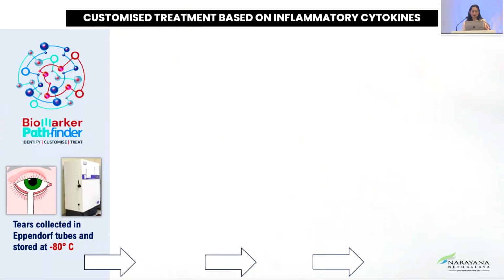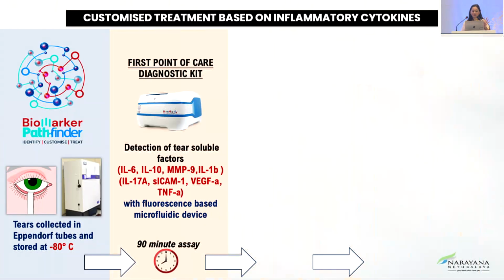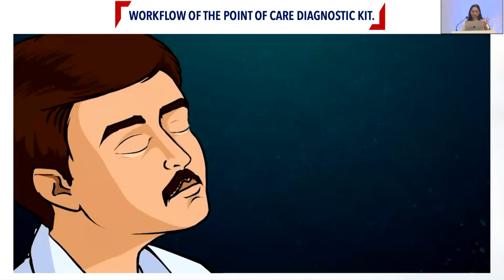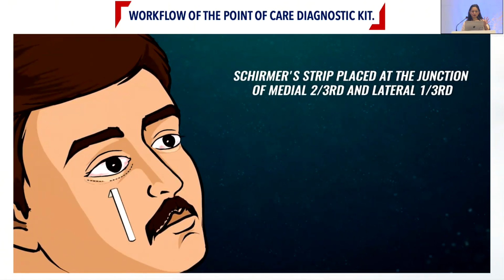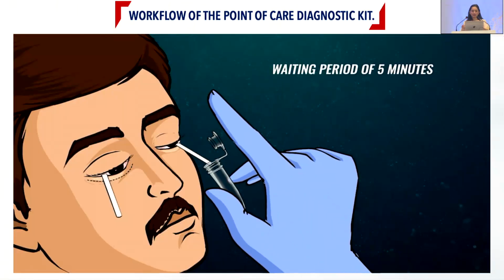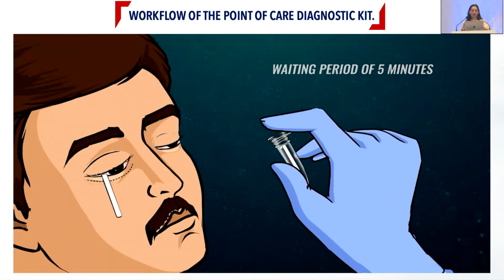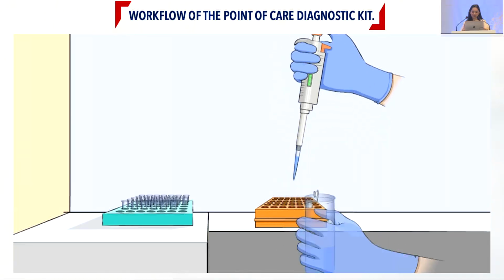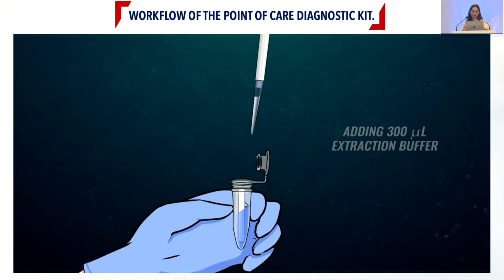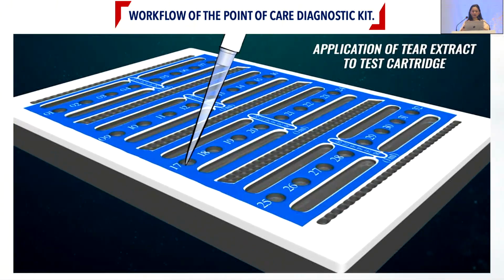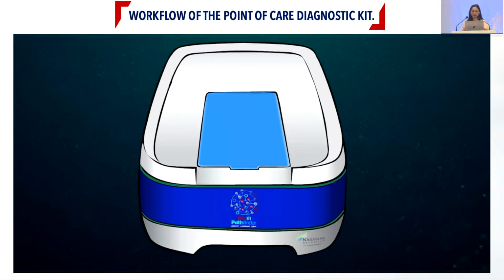So we've developed this BioM Pathfinder kit, where in my own clinic or any one of your clinics, you can measure all the biomarkers in just 90 minutes, like a hemogram report. You do a tear test with a Schirmer's like you do in any normal clinic. Without discarding the Schirmer strip, you collect it in an Eppendorf tube. Then you add a patented buffer solution which comes with it, and shake the tube for 5 minutes so that all the proteins get extracted. At the end of 5 minutes, you take the solution and put it in the cartridge.